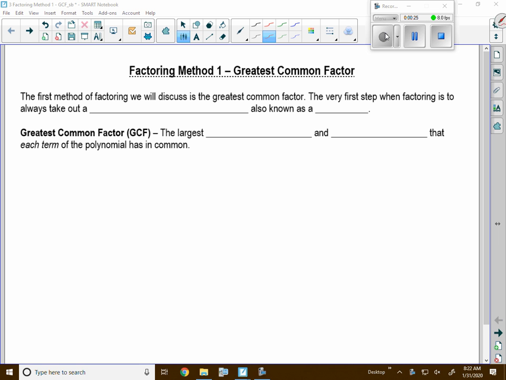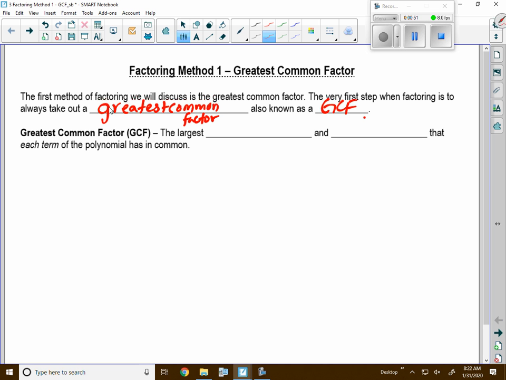So the very first step when you're factoring of any kind is to always take out your greatest common factor, known as GCF. So that's your first step. No matter what type of factoring you're going to use, is to take out a GCF.